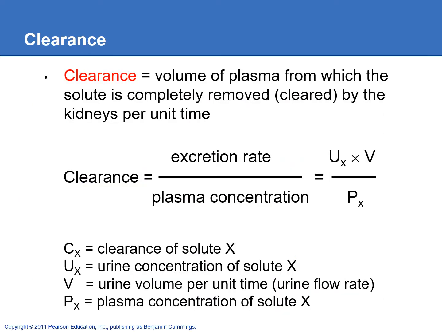And then clearance is just the volume of plasma from which the solute is completely removed or cleared by the kidneys per unit time. So you just take the urine concentration of the solute times the volume of urine that's produced per unit time, and then divide that by the plasma concentration of the solute. I'm not going to ask you about clearance on the exam. So we're just kind of running out of time, and we'll just briefly mention what it's used for, but I'm not going to ask you about it on the exam.